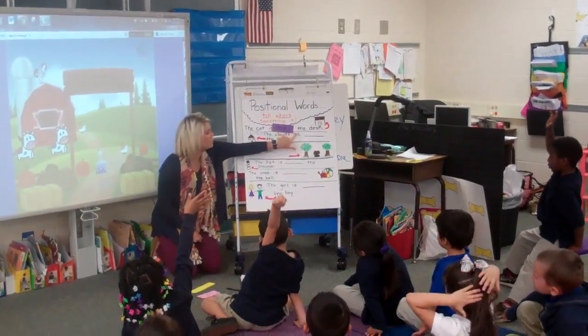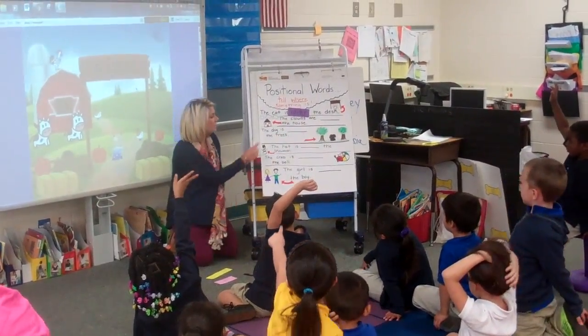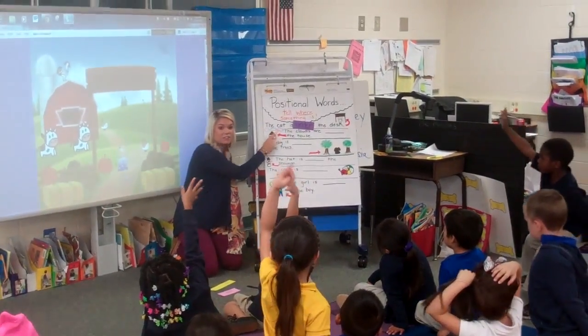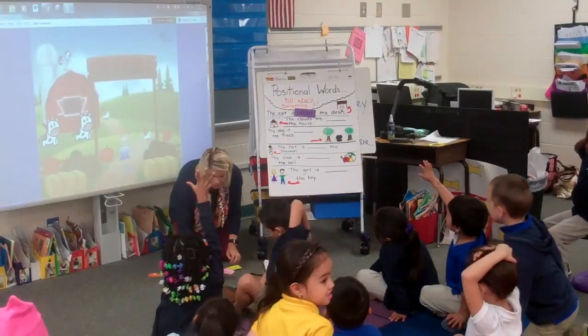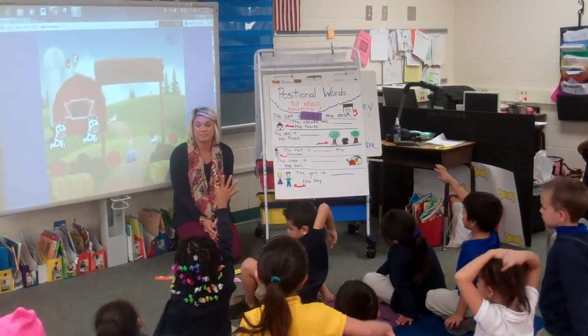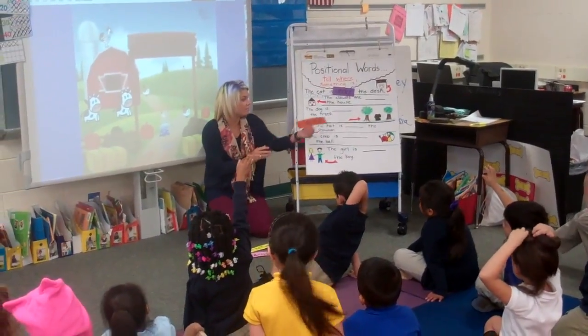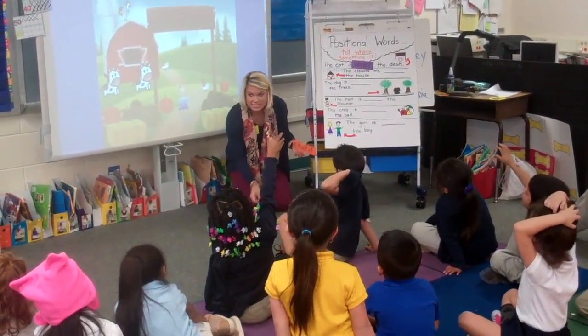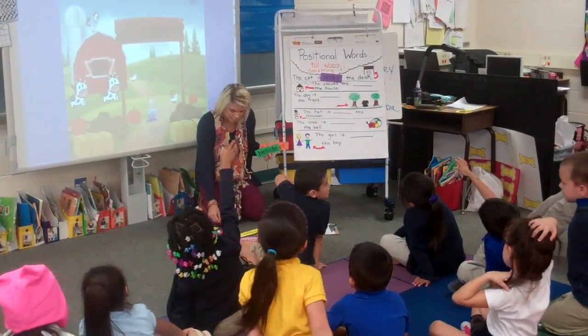The clouds are up there. Here's the house. Here's the clouds. Which one do we think it is? Belinda, which one do you think it is? We have in front of, beside. Emmeline, this is for Belinda.